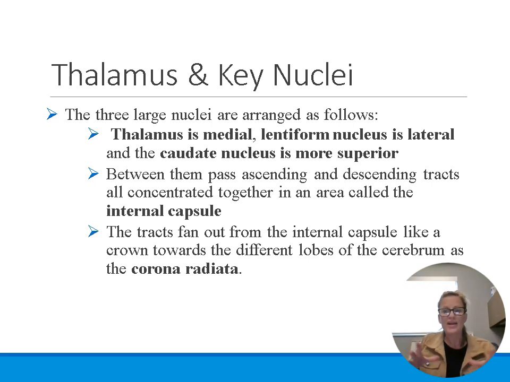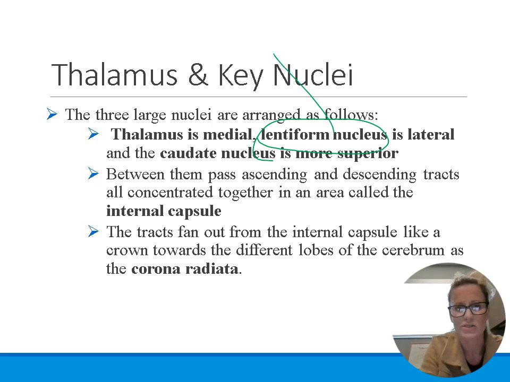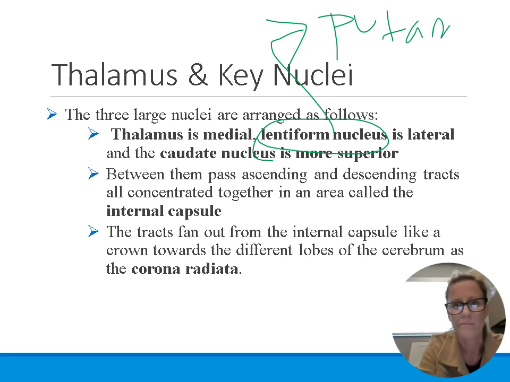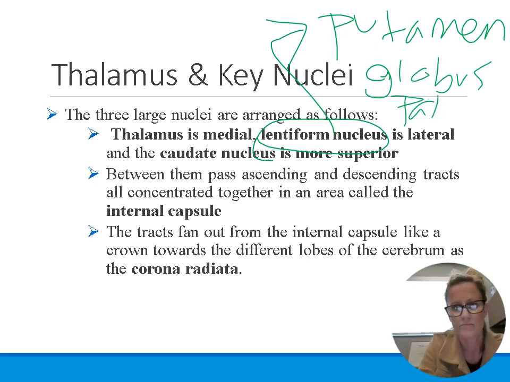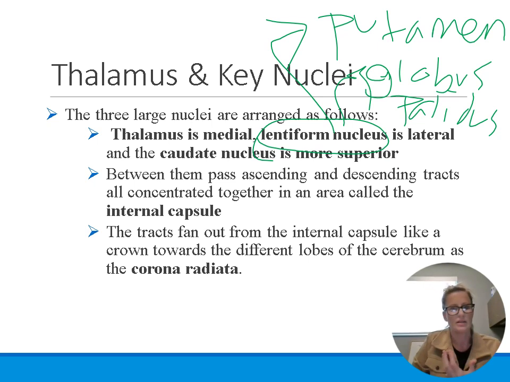The key nuclei are referred to as a group as the basal ganglia. So you'll hear that term basal ganglia a lot. We're just talking about some of the key nuclei in the brain. These basal ganglia include the lentiform nucleus. Technically, the lentiform nucleus has two components to it, the putamen and then the globus pallidus. So the putamen and globus pallidus are parts of the lentiform nucleus.